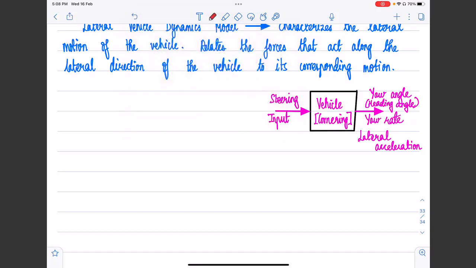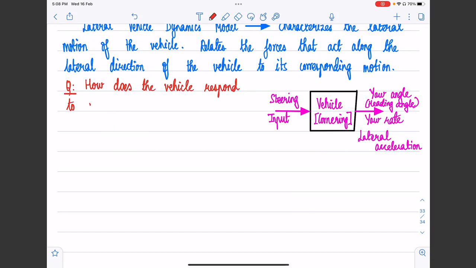We are essentially going to deal with lateral motion, and the big picture question that we are going to answer is: how does the vehicle respond to a steering input? That is the question that we are going to ask ourselves and derive models to answer.